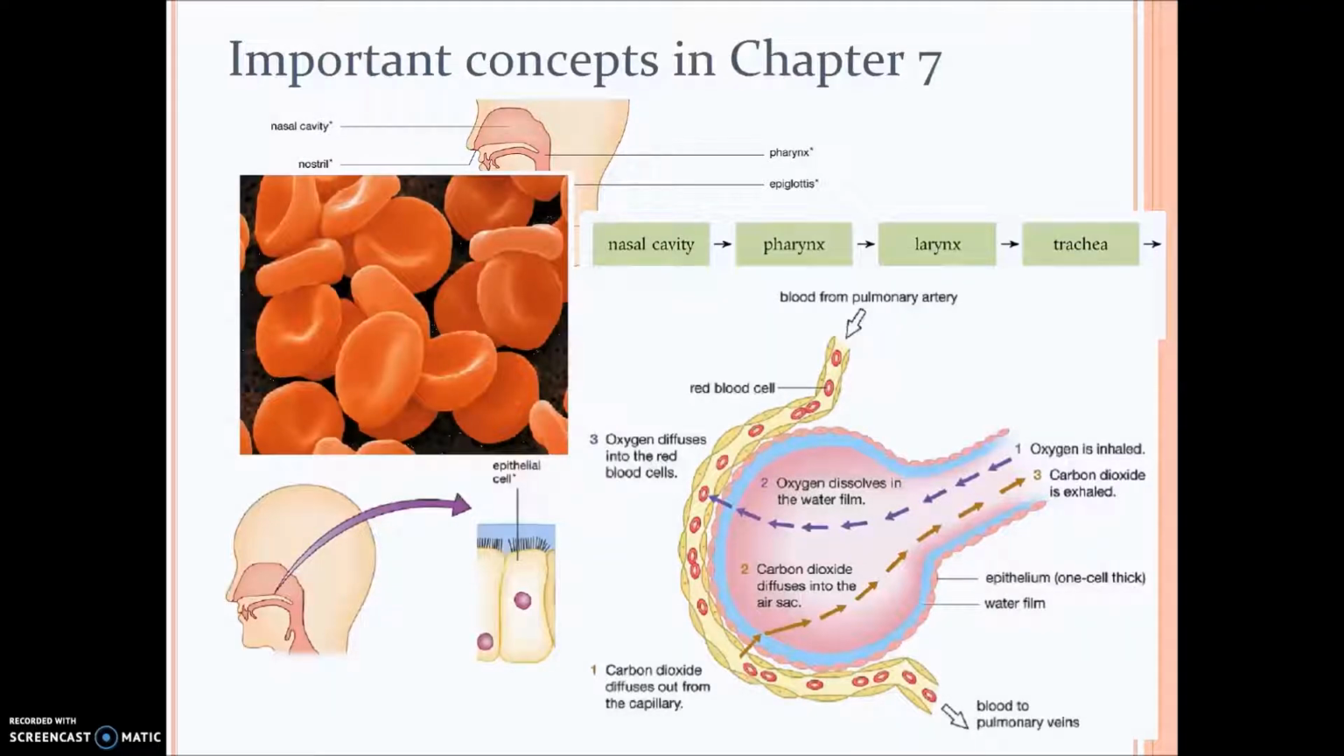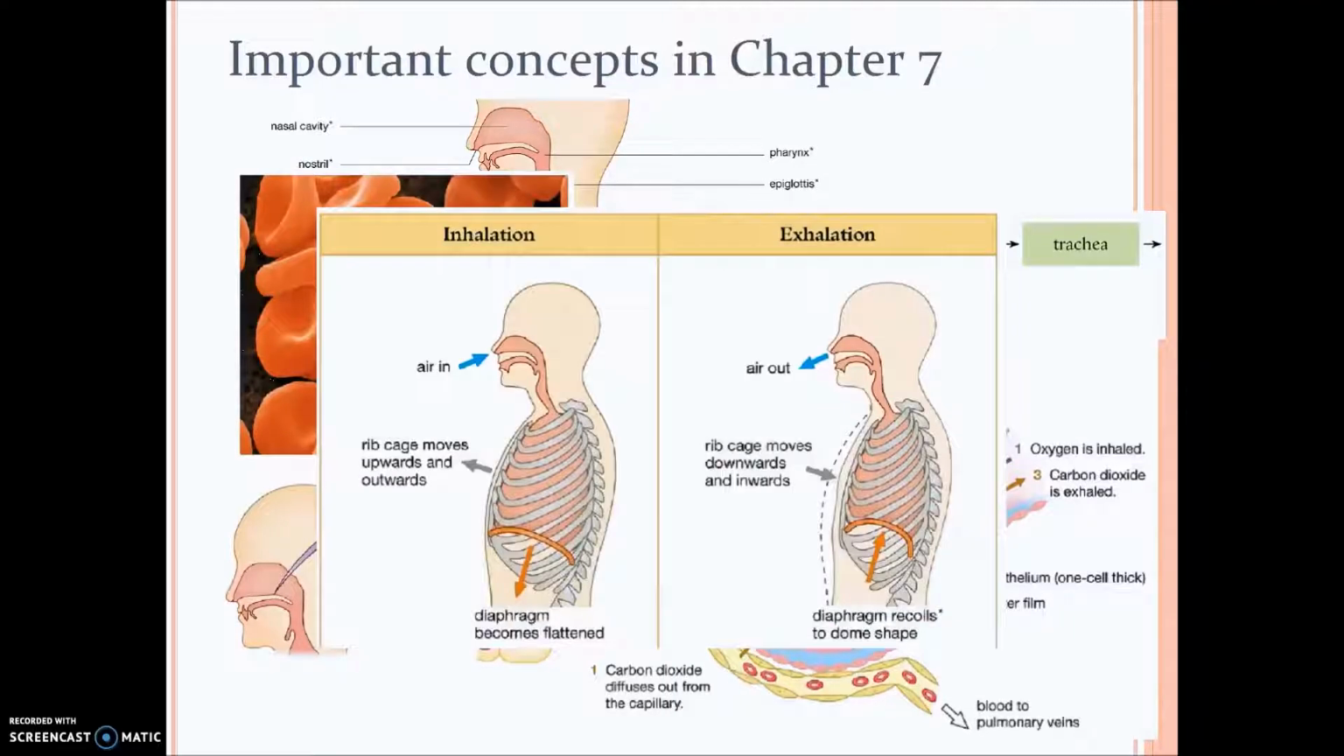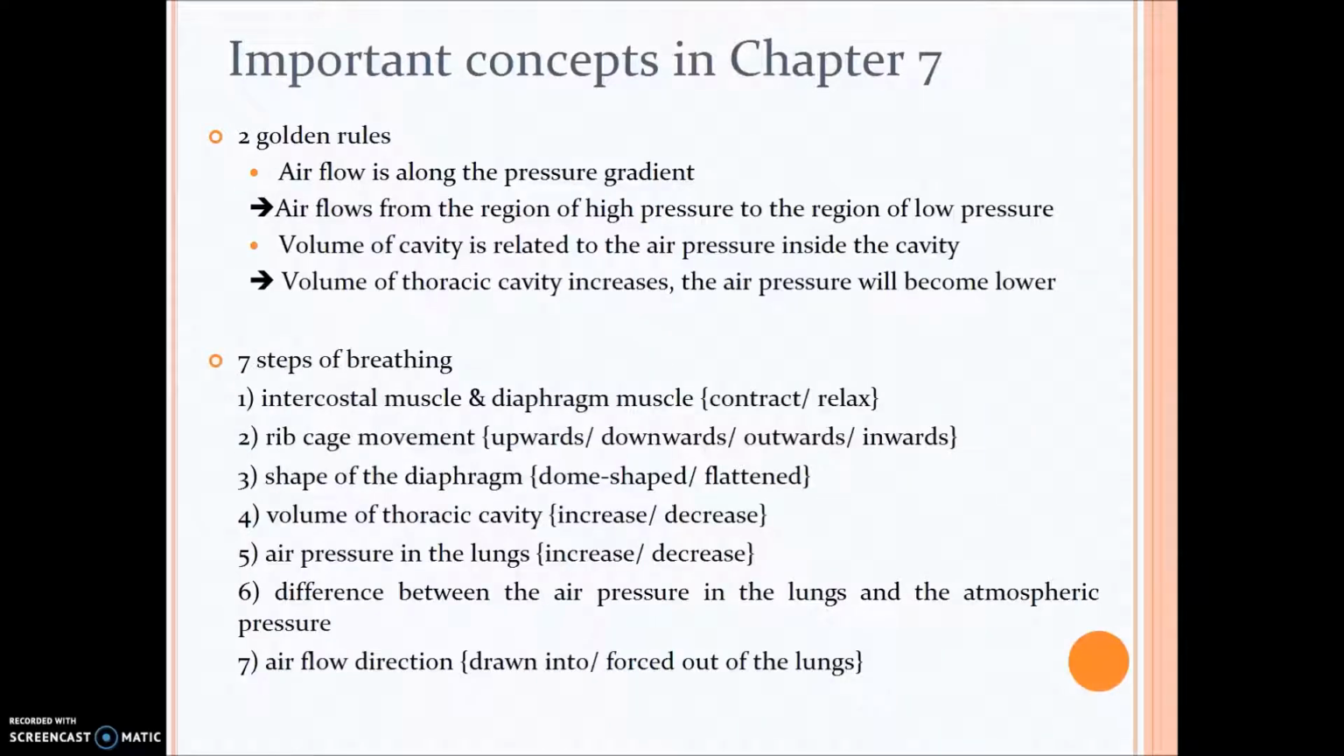And the red blood cell is also very important in chapter 8. So when you do revision, do revision for chapter 7 and chapter 8 together. And last but not least, breathing in, breathing out. That's why I always talk to you about the 7 steps and the 2 golden rules, this 2 + 7 combination. It helps us to clarify the concept of breathing in and out.